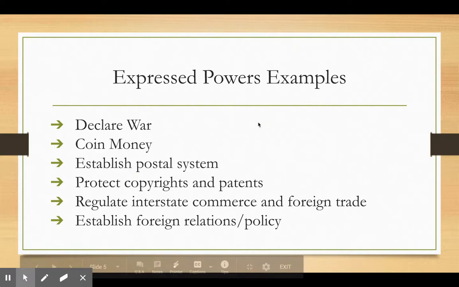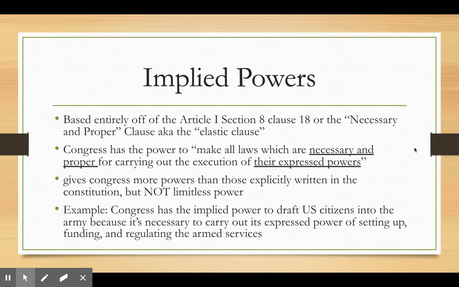Okay. Next up, we have implied powers, and there's a lot written here, I know, and that's because these are probably the trickiest to understand because they are powers that are granted to the federal government, but they are not written in the Constitution. They are based entirely off this one section in Article 1, Section 8. It's Clause 18. If you were to go to your copy of the Constitution, you could see that it says, Congress has the power to make all laws which are necessary and proper for carrying out the execution of their express powers. Okay, so we call that the necessary and proper clause.